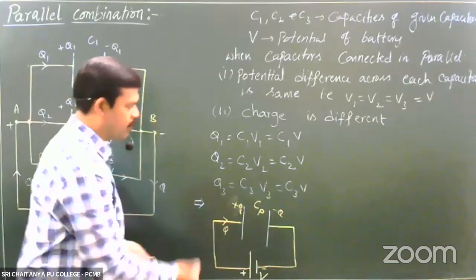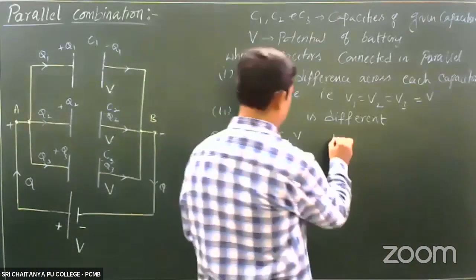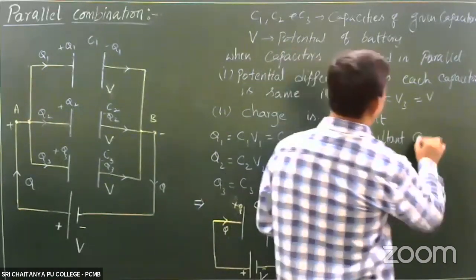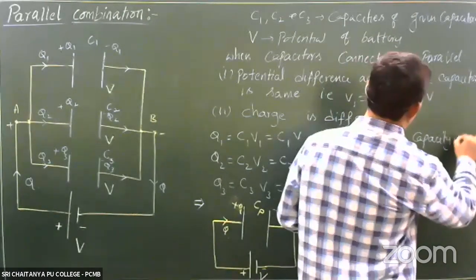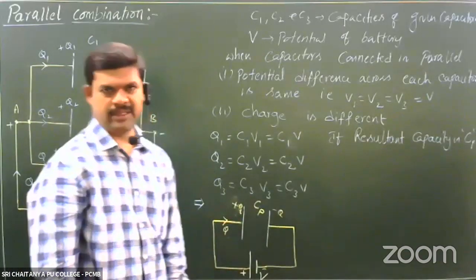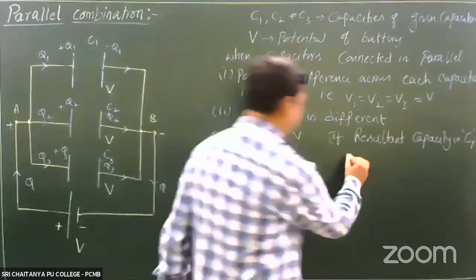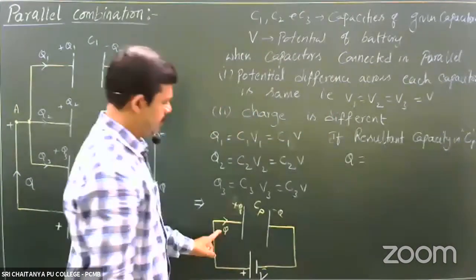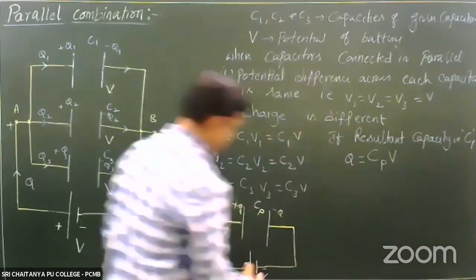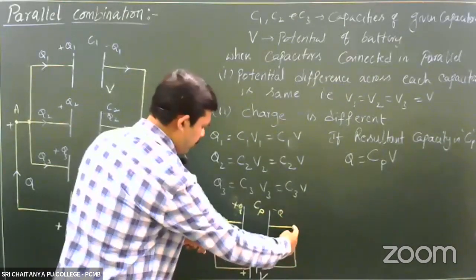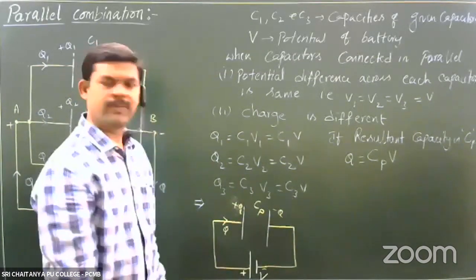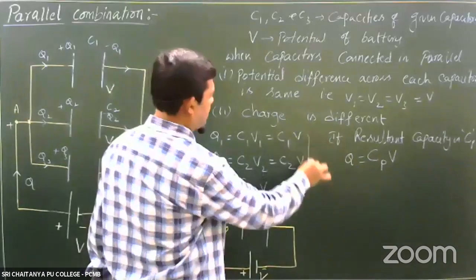From this diagram, what can we write? If the resultant capacity or equivalent capacity is Cp, from the diagram, Q is equal to CpV. Here also the potential applied is V only. So between the terminals, what is the potential difference applied? V. Q equals CpV, right?